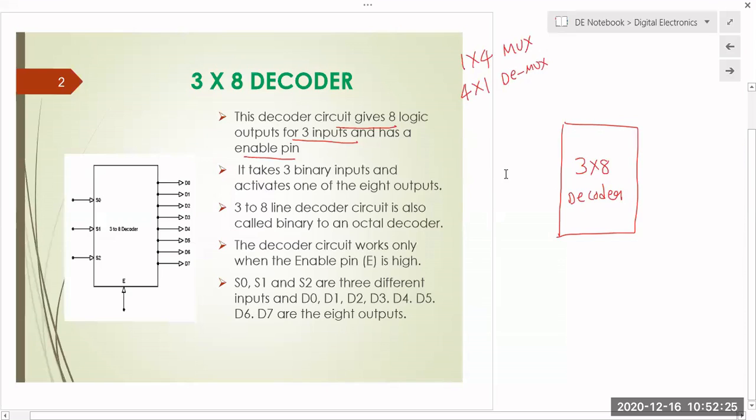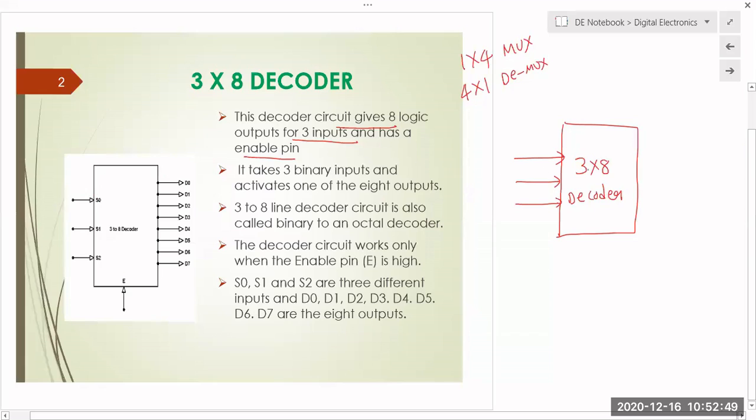So the 3 to 8 decoder is the one which has 3 inputs. These are the 3 inputs. Here, when it is drawn like this, it means a buffer. It's a buffer. Are you clear, right? A buffer is nothing but exactly whatever I give is what comes out. So that is your buffer.